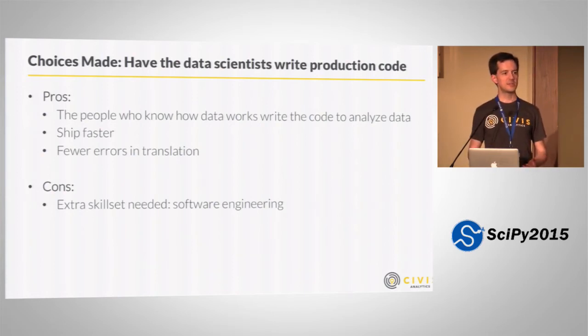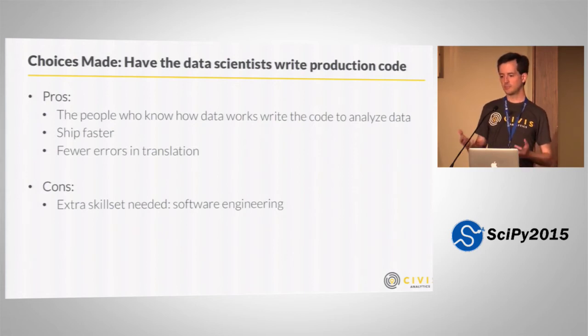And the alternative, of course, is to have your data scientists develop these models, block them out, and then hand them off to software engineers to implement. I think compared to that model, having the data scientists write production code lets us ship faster, and it avoids problems in maybe translating your code to a different language or a different paradigm.